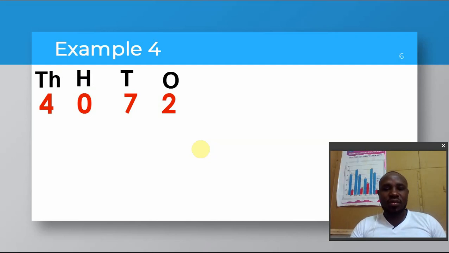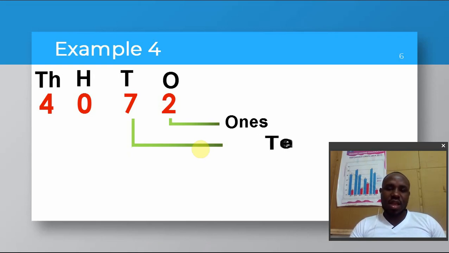Okay, let's write the words in full. The first one, 2, is in ones, and we spell the word ones, O-N-E-S. Okay, the second one, it is tens, and we write tens as T-E-N-S. It is tens.